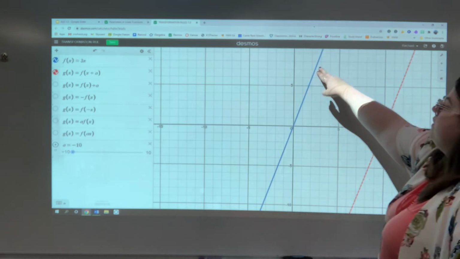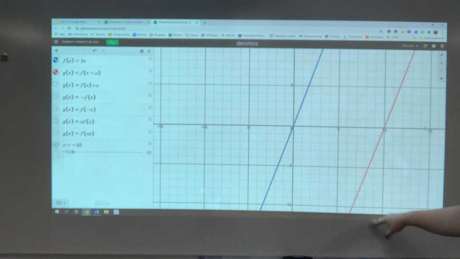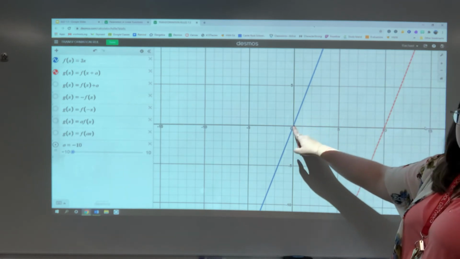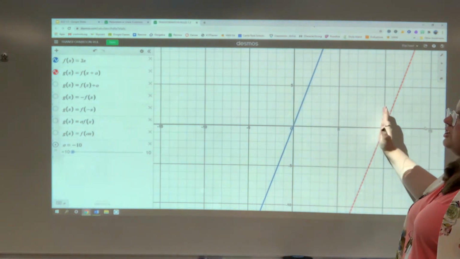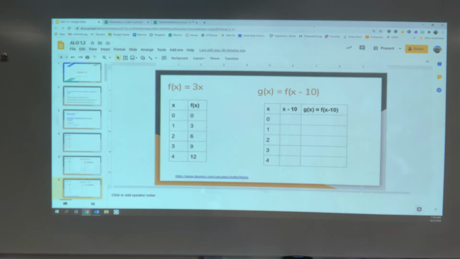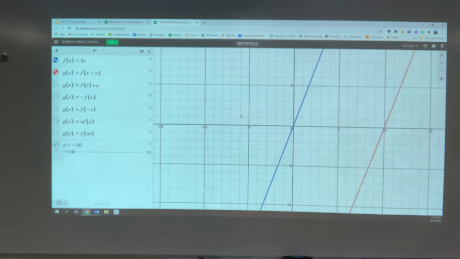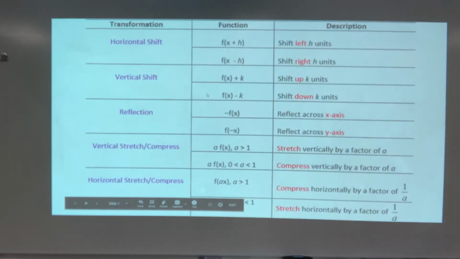So this is the graph of 3x. This is the graph of g of x equals f of x minus 10. So what happened to my original? Just got moved over 10 units, right? I went from here, I shifted it over here. So that is what we call a horizontal shift to the right 10 units, okay? So now you're seeing the math behind it, you're seeing the actual transformation of the graph. We're gonna start applying these rules on a daily basis.